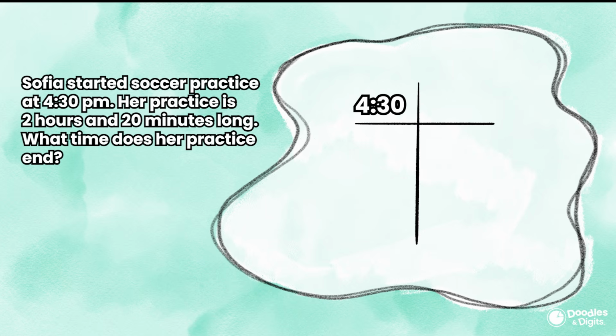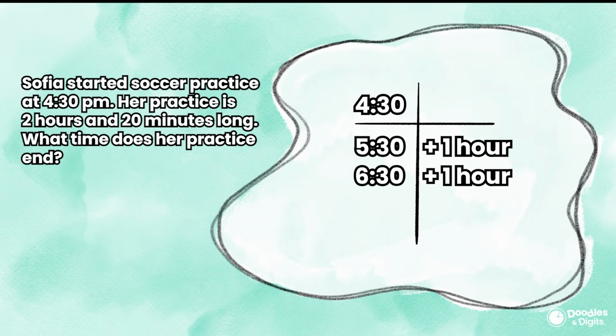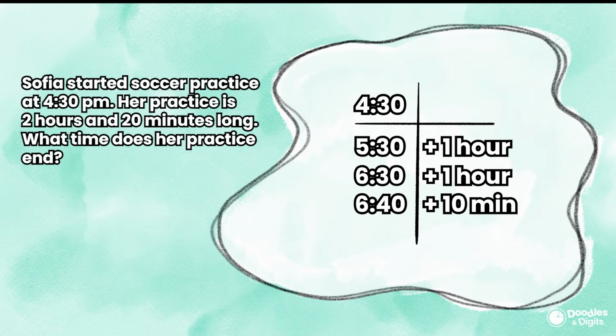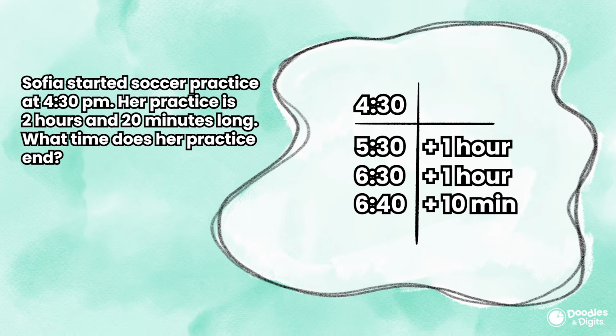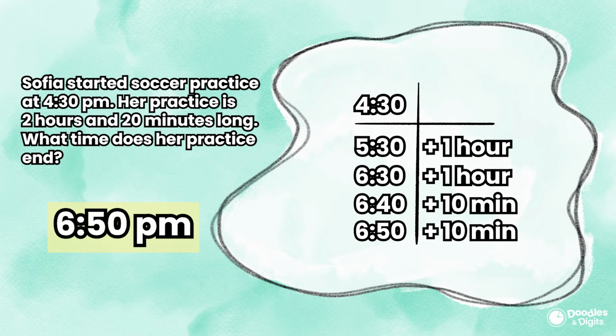4:30 plus 1 hour is 5:30. 5:30 plus another hour is 6:30. Now we're going to add on 10 minutes, so that is 6:40, and another 10 minutes, which is 6:50. The time that her practice is over is at 6:50. Did you get it correct?